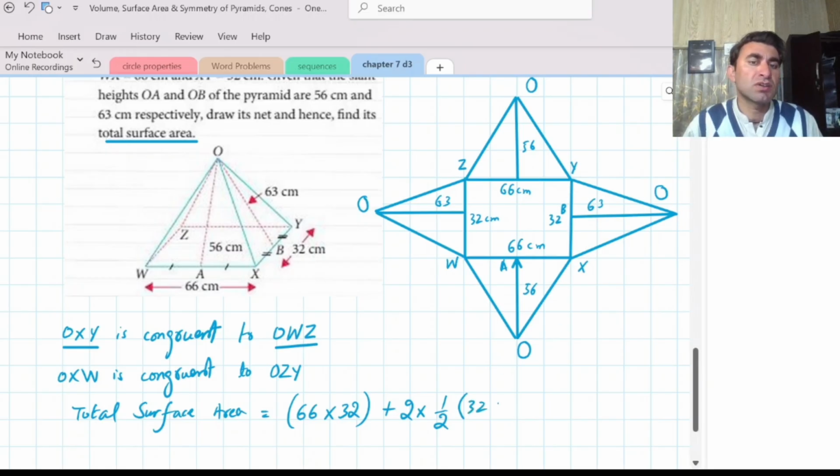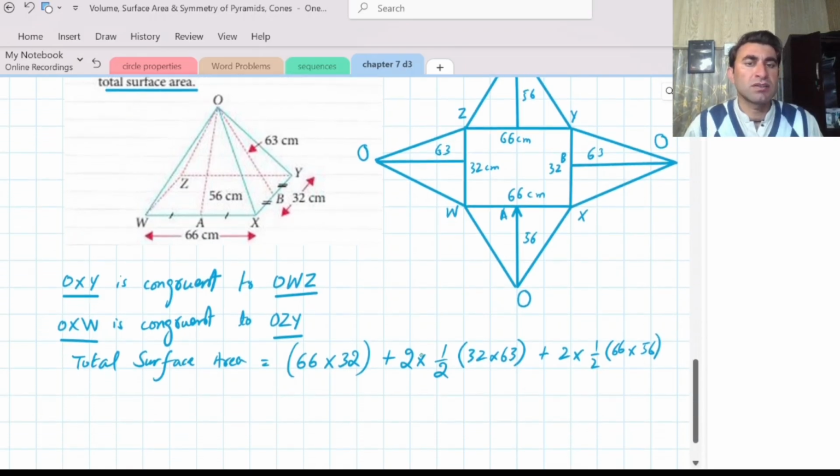So 32 times 63. In a similar manner, as we know, OXW is congruent to OZY, so they two have the same area, so it will be 2 times 1 by 2 into, now the base of this triangle is 66 while the height of the triangle is 56. And now the remaining simplification definitely needs a calculator. We'll cancel out whatever is cancelable and then we will use a calculator to calculate the value of the final answer.